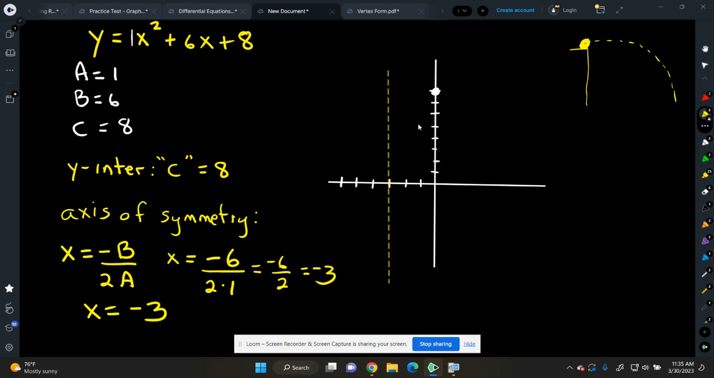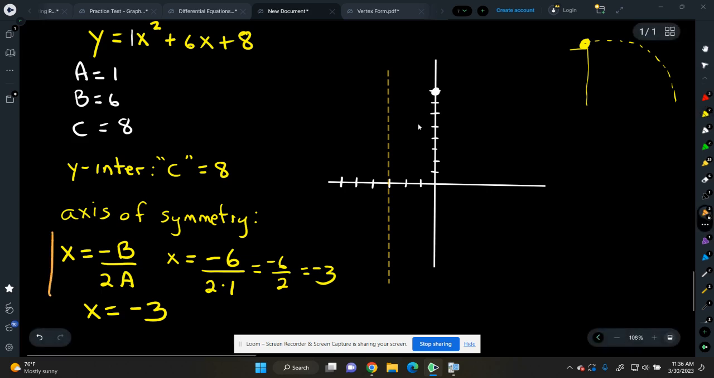Okay, so we could easily see our y-intercept. We didn't have to do anything for that. We just look at the number that doesn't have an x. That's my y-intercept. And then we use that formula to find the axis of symmetry.